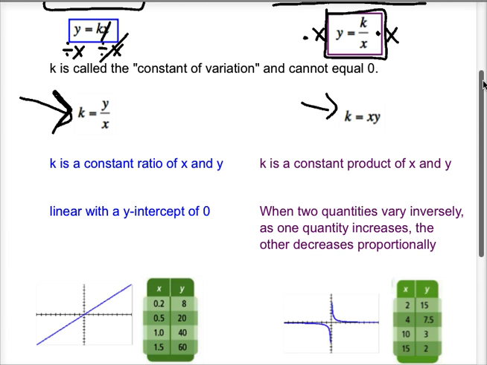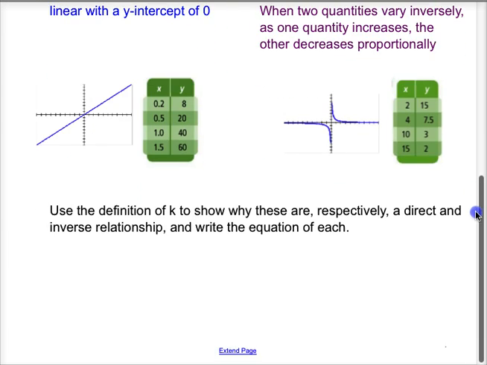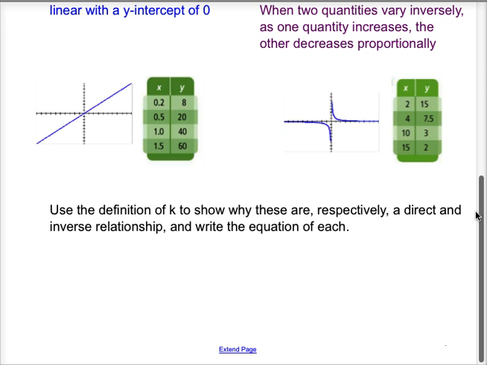Now what we're going to do to get some practice with this, I have two data sets here. And I'm going to use the definition of k to show why these are respectively a direct and inverse relationship. And then I'm going to write the equation of each. Now, for this first one, we already know it is direct, but let's take a look at why it's direct.